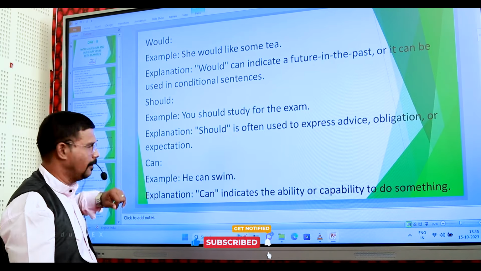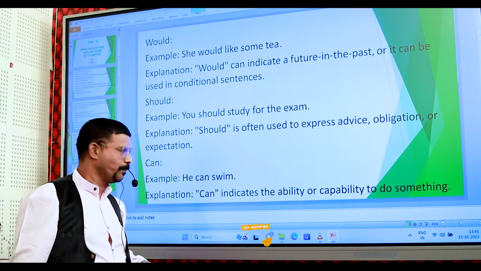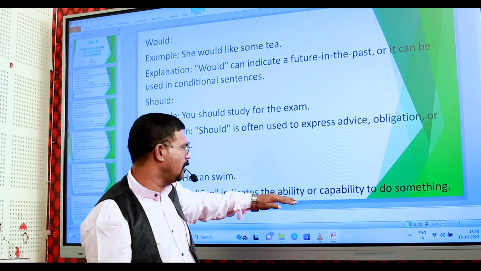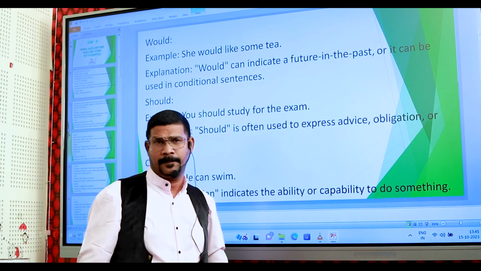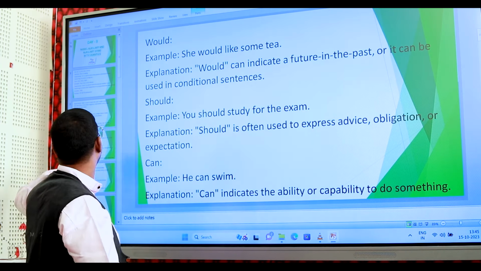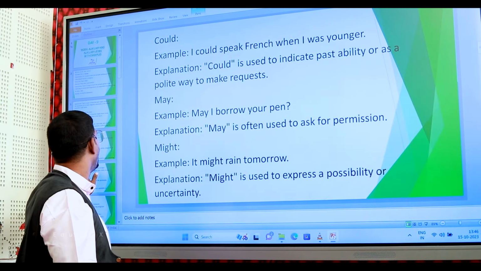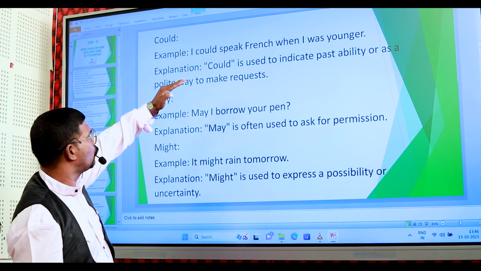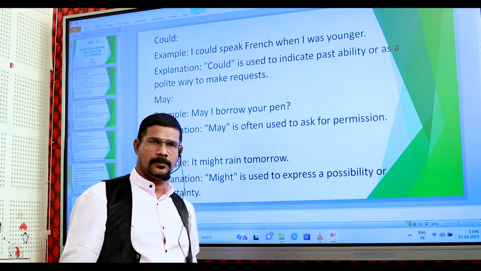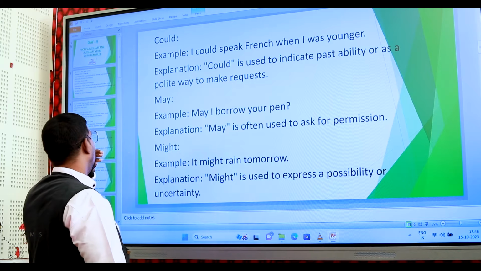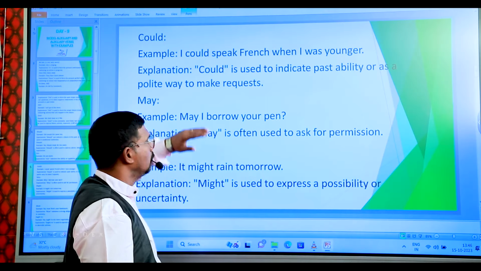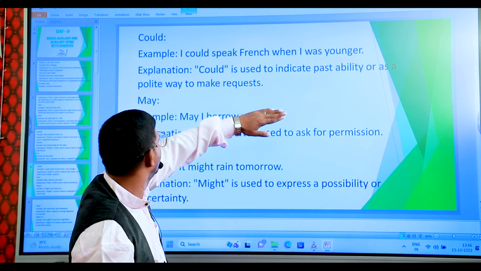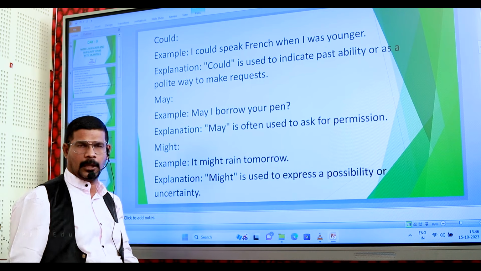Next, let's go for can. Example, he can swim. Explanation, can indicates the ability or capability to do something. Could. Example, I could speak French when I was younger. Explanation, could is used to indicate past ability or as a polite way to make a request.